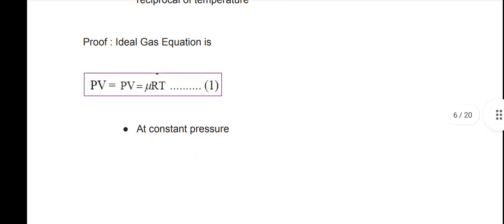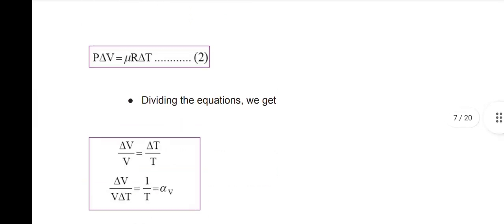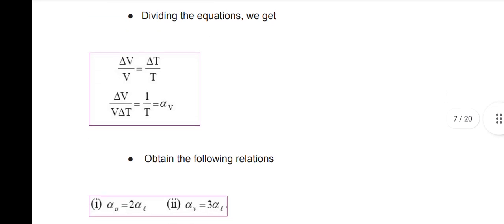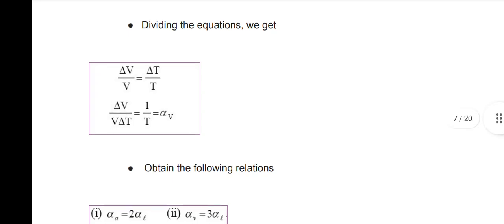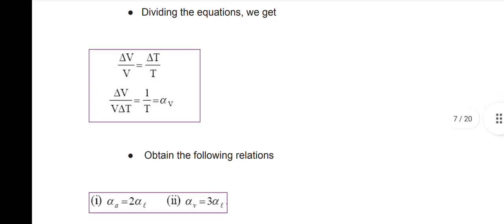Proof: the ideal gas equation is PV is equal to mu into RT. At constant pressure, P into delta V is equal to mu R into delta T. Dividing the equations, we get delta V divided by V, the original volume, is equal to delta T divided by the original T. So delta V divided by V into delta T is equal to 1 by T, which is the coefficient of volume expansion alpha V.